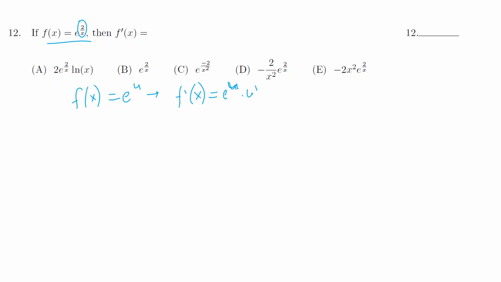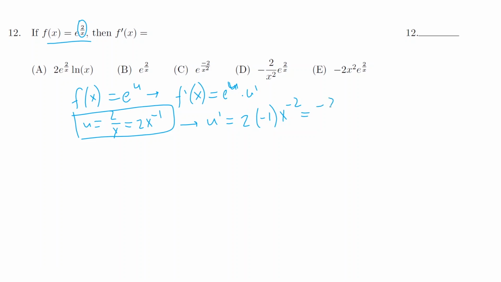Very, very simple. So in our situation, u is equal to 2 over x, which is the same thing as 2 times x to the negative first power. What is going to be its first derivative? The first derivative of u is going to be 2 times negative 1 x to the negative 2, which is the same thing as negative 2 over x squared. This is the derivative of u.